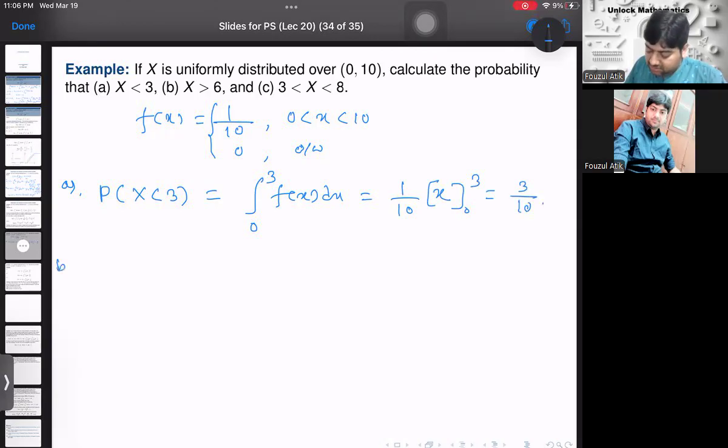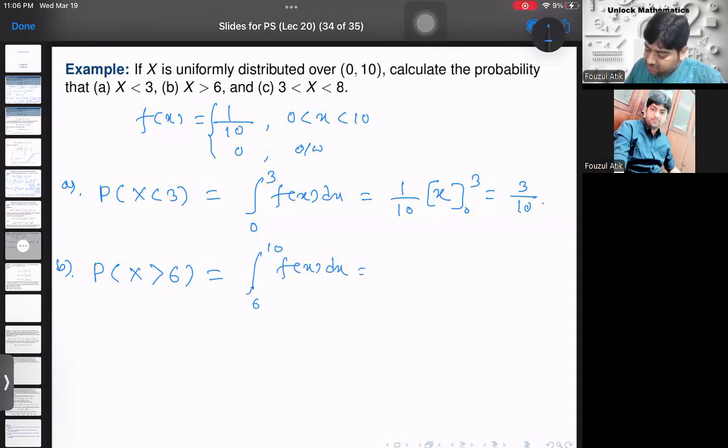Part B is the probability that x is greater than 6. So P of x greater than 6. What is this value? The value ranges from 6 to infinity, but f of x is non-zero only between 0 and 10. So we can directly see it is the integral from 6 to 10 of f of x dx.